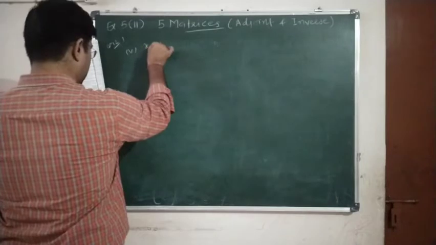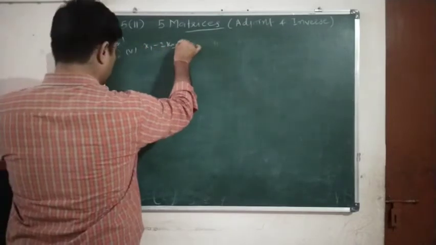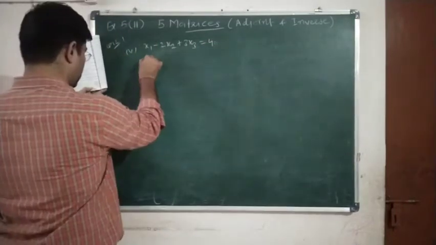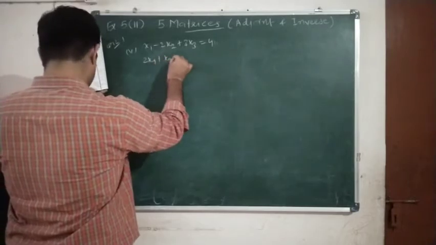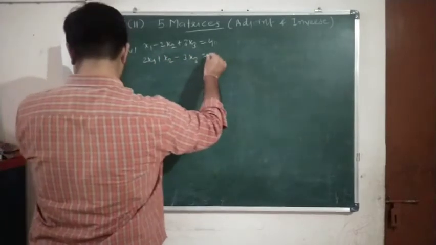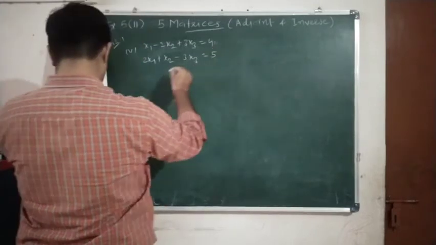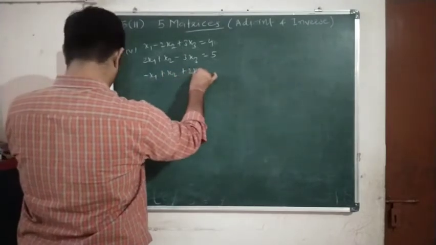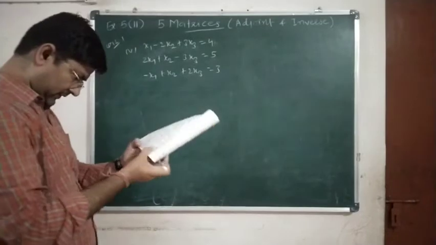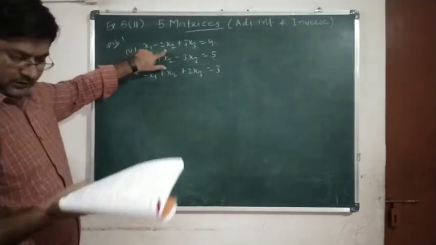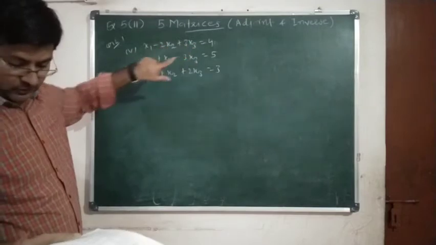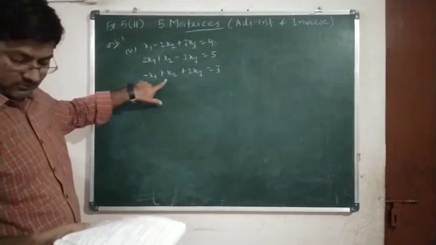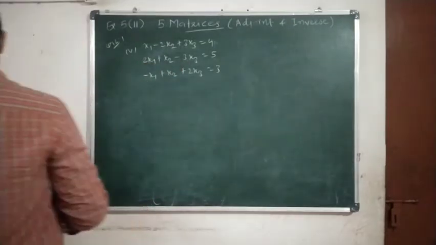We are given the equations x1 minus 2x2 plus 3x3 is equal to 4, 2x1 plus x2 minus 3x3 is equal to 5, and minus x1 plus x2 plus 2x3 is equal to 3. Let us once again check: x1 minus 2x2 plus 3x3 is 4, 2x1 plus x2 minus 3x3 is equal to 5, minus x1 plus x2 plus 2x3 is equal to 3.